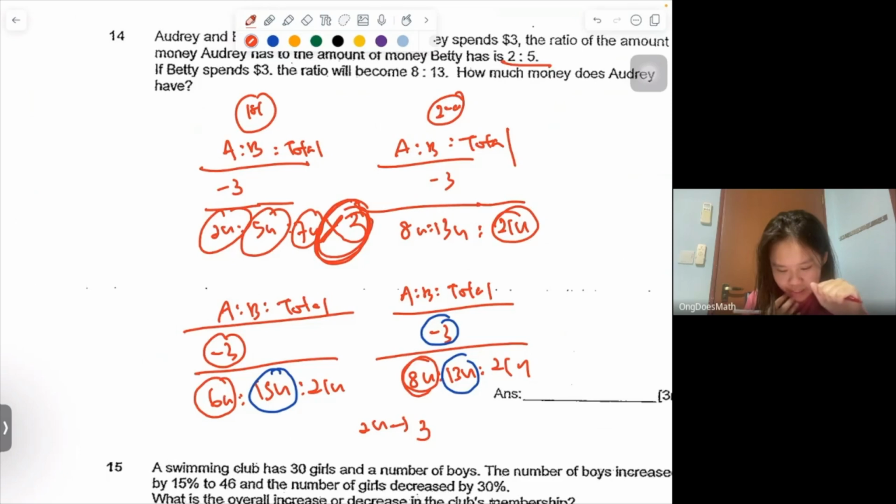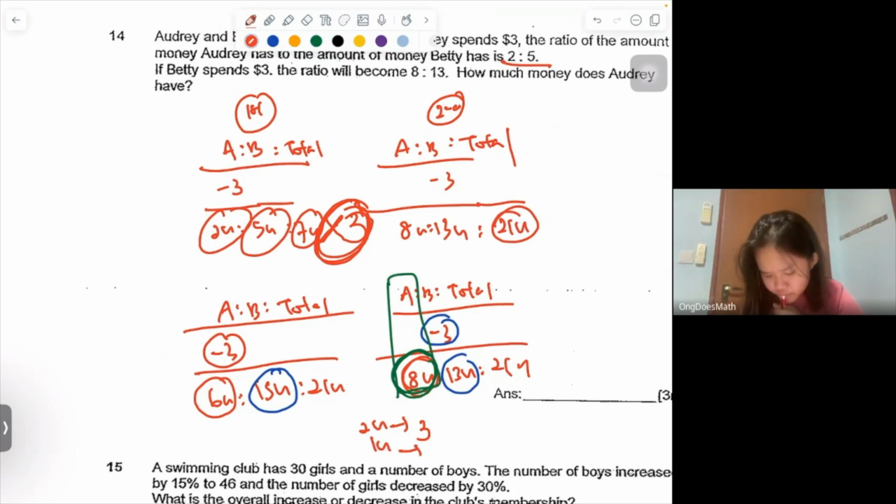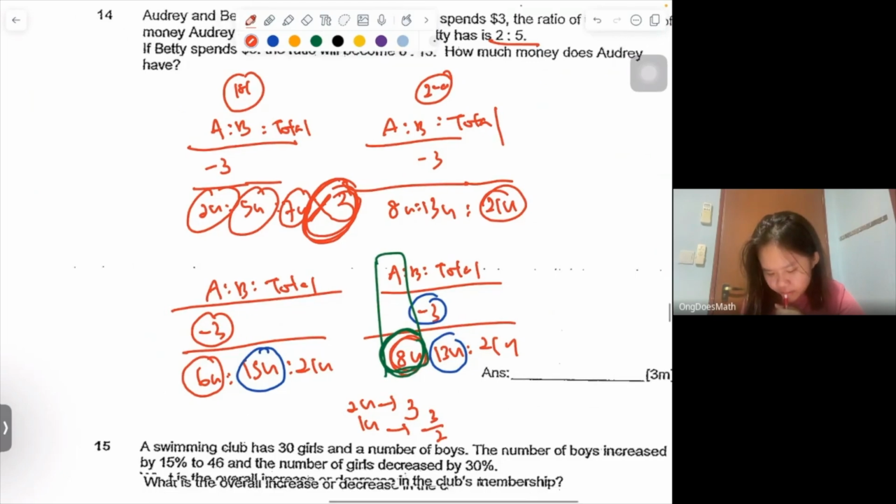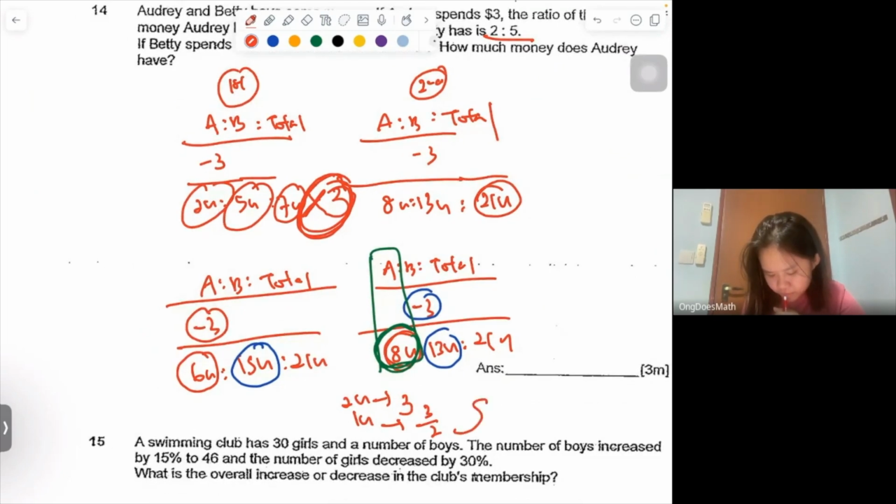And now the question asks, how much does Audrey have? So Audrey has 8 units. Now we just have to find out what 1 unit is, which is just 3/2. Then find out what 8 units is. So 8 units is just 3/2 times 8. Just punch into your calculator, you should get 12. Answer is hence 12. Betty has $12.